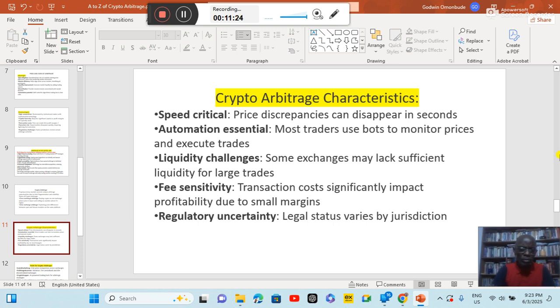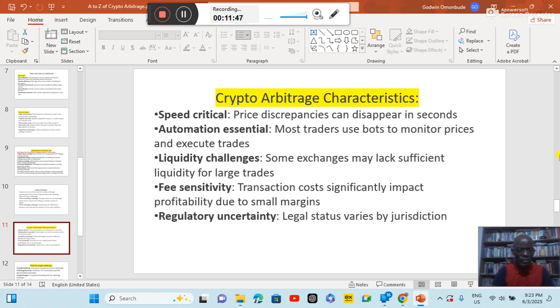What are the characteristics of crypto arbitrage? Number 1, speed is critical. The price discrepancies can disappear in seconds. Number 2, automation is essential. Most traders use bots to monitor prices and execute trades. Number 3 is liquidity challenge. Some exchanges may lack sufficient liquidity for large trades.